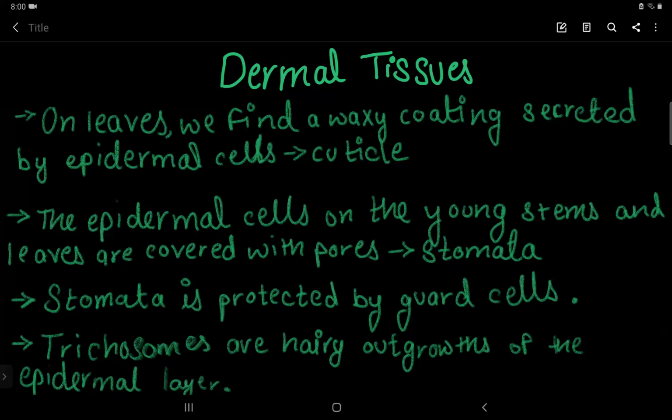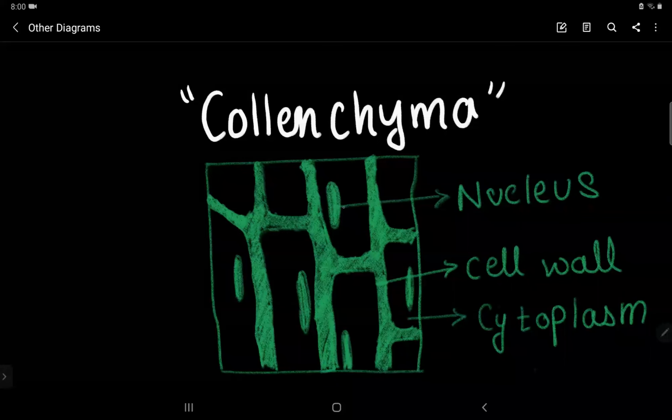Now let me show you the diagrams of collenchyma and parenchyma. Now this is the diagram of collenchyma. As you can see, the filled part, which is this, is the nucleus, and these thin lines are called the cell wall, and the substance present here is called the cytoplasm.